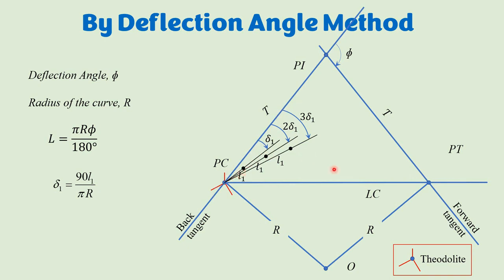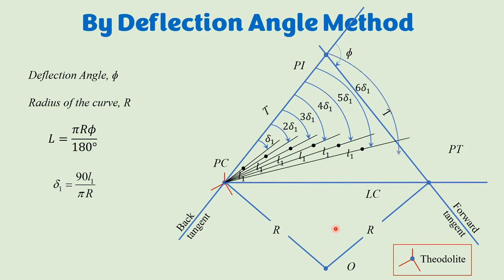Moving on further, we can have 4 times the deflection angle, pointing it towards that. Again we can have the 4th point, and again that will be at the distance of L1, the peg interval, from the previous point, which is this one, and that point would be over here. So now you can see there is a formation of the curve. Similarly, 5 times the deflection angle, repeating the same procedure. 6 times the deflection angle, 6th point. 7 times the deflection angle, 7th point. 8 times the deflection angle, and 8th point.